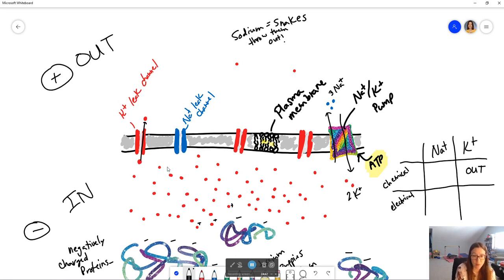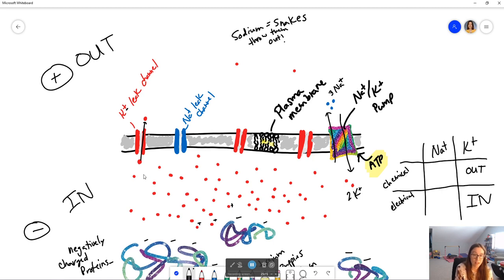So electrically, where is potassium going to want to go? Remember, opposites attract. Potassium is positive, so is it going to want to go outside to the positive area, or is it going to want to stay in the negative inside of the cell? Remember, opposites attract. So potassium is electrically going to want to stay in. Some of these guys are going to diffuse out down the concentration gradient, but some of them are going to want to stay in. Potassium is a little bit more conflicted.